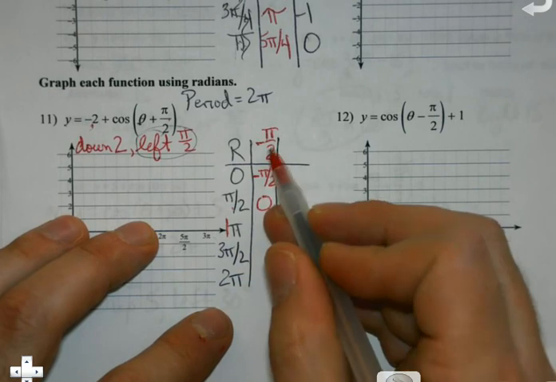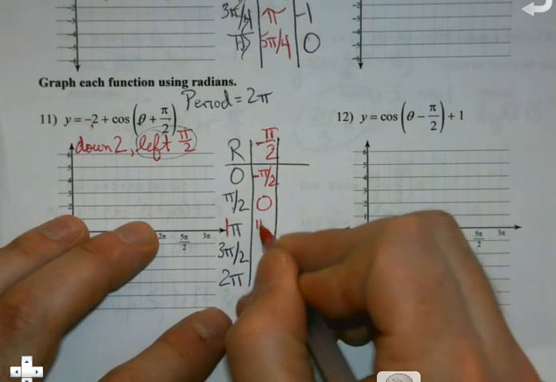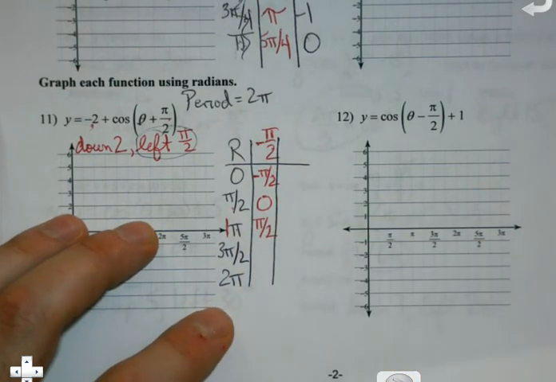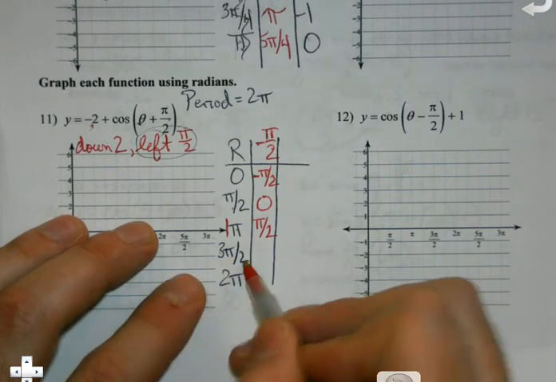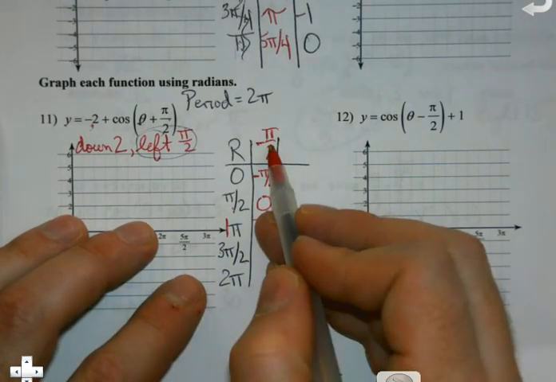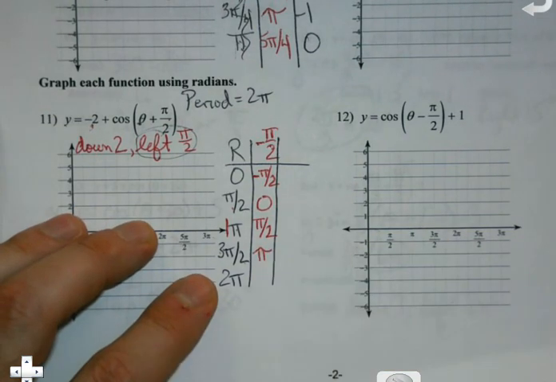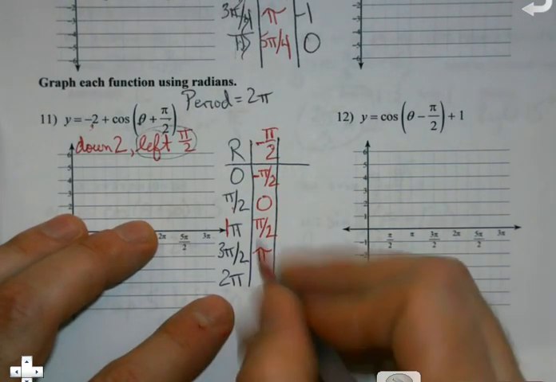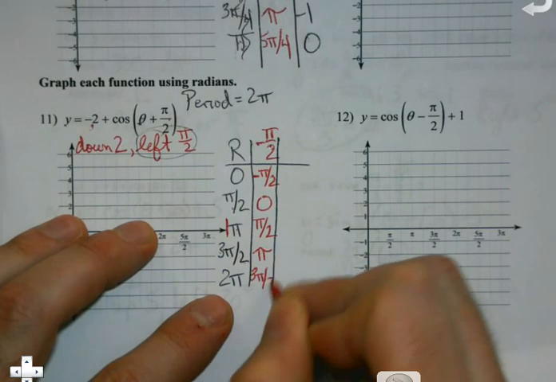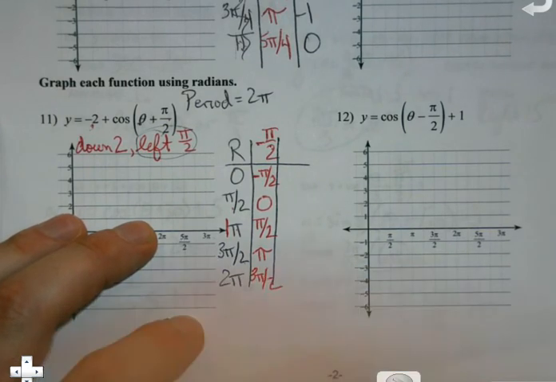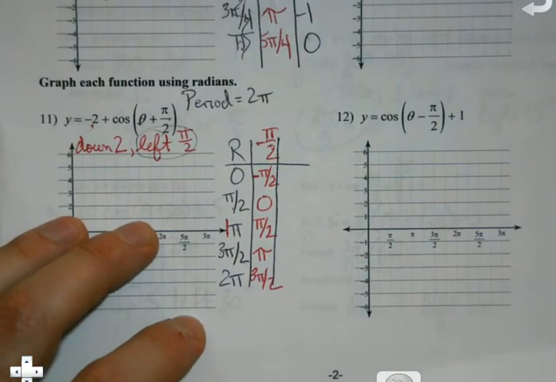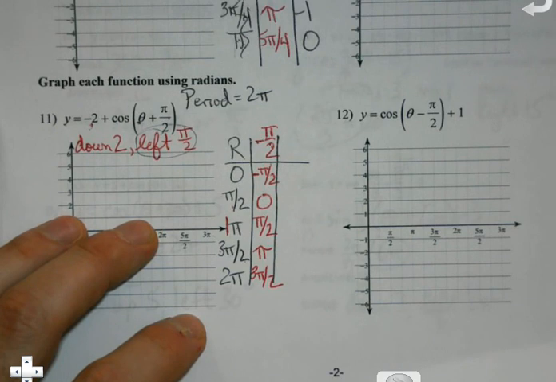1 pi minus a half is positive pi over 2. Again, just think of it like whole numbers and fractions. 3 halves minus 1 half is 2 halves, otherwise known as pi. And 2 minus 1 half would be 3 halves. So it just went that way each time, down 1 half.